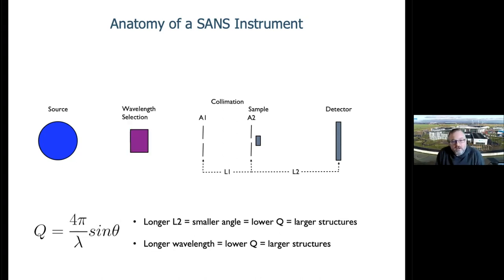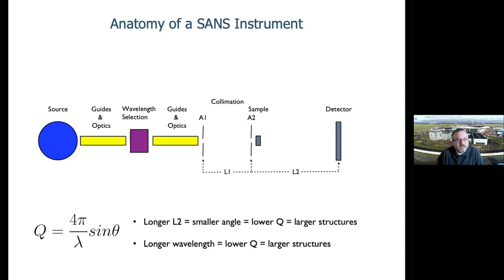That's all very well and good. I mentioned that we can make L2 longer in order to get to lower Q. But I also said we could get a longer wavelength to go to lower Q. So we obviously need some form of managing the wavelength. And so we put in our wavelength selection device, which is purple in this picture.